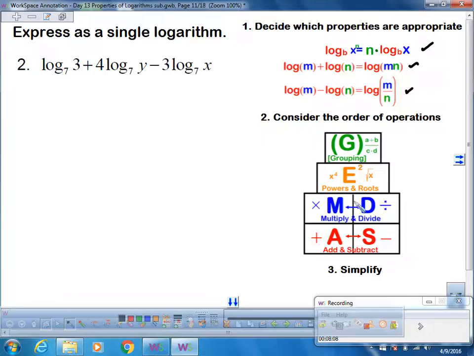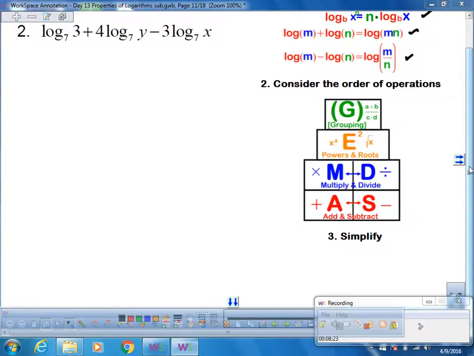So let's start with our order of operations. Let's start with grouping symbols. Do you see any parentheses? I don't either. So we're done with our grouping symbols. Let's see. No grouping symbols.